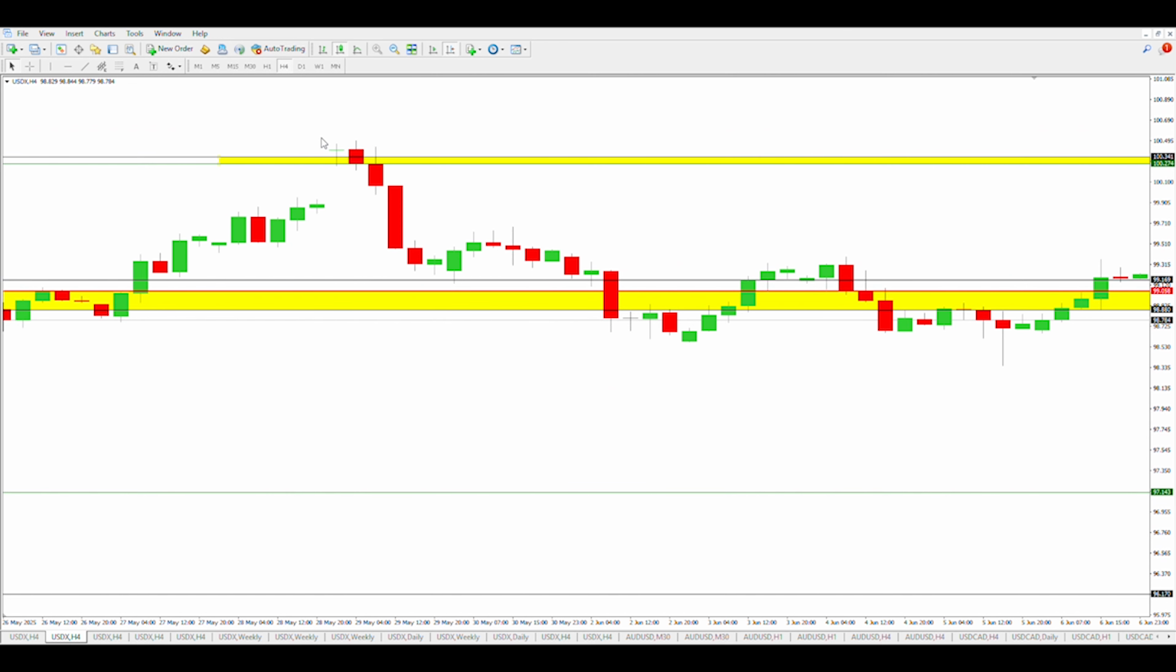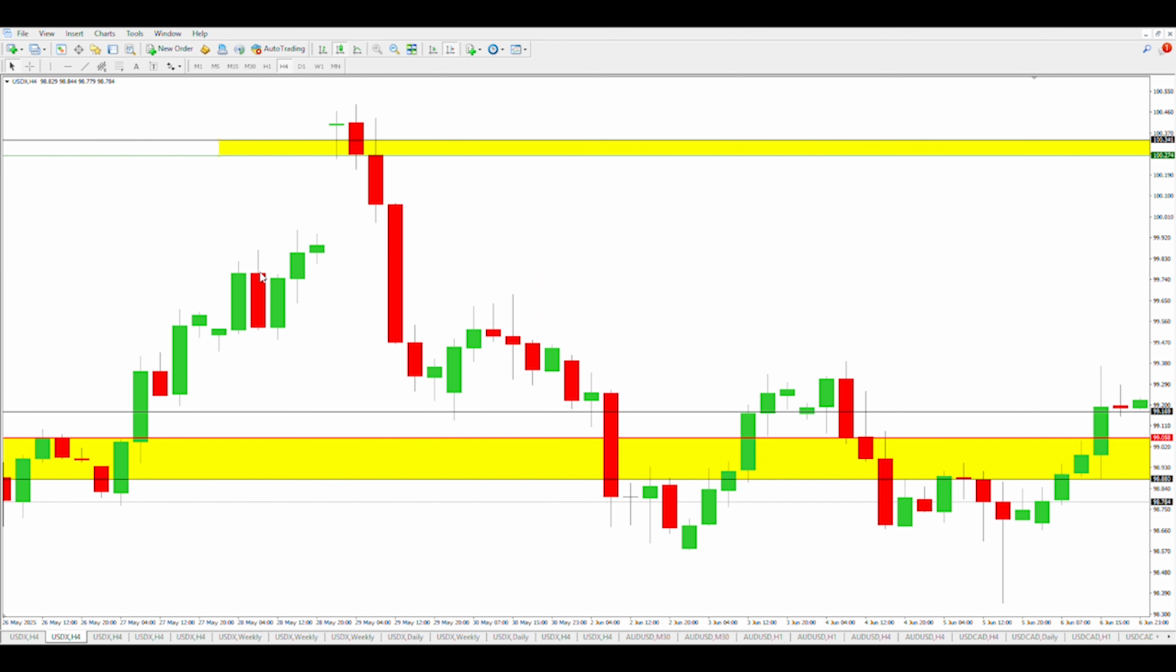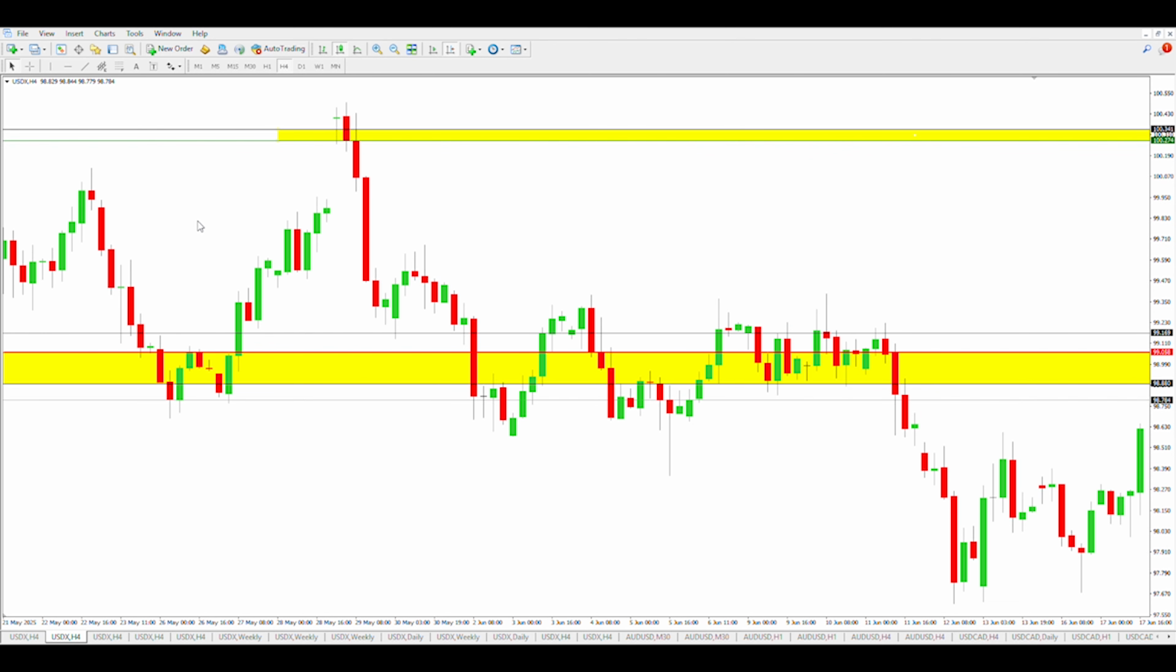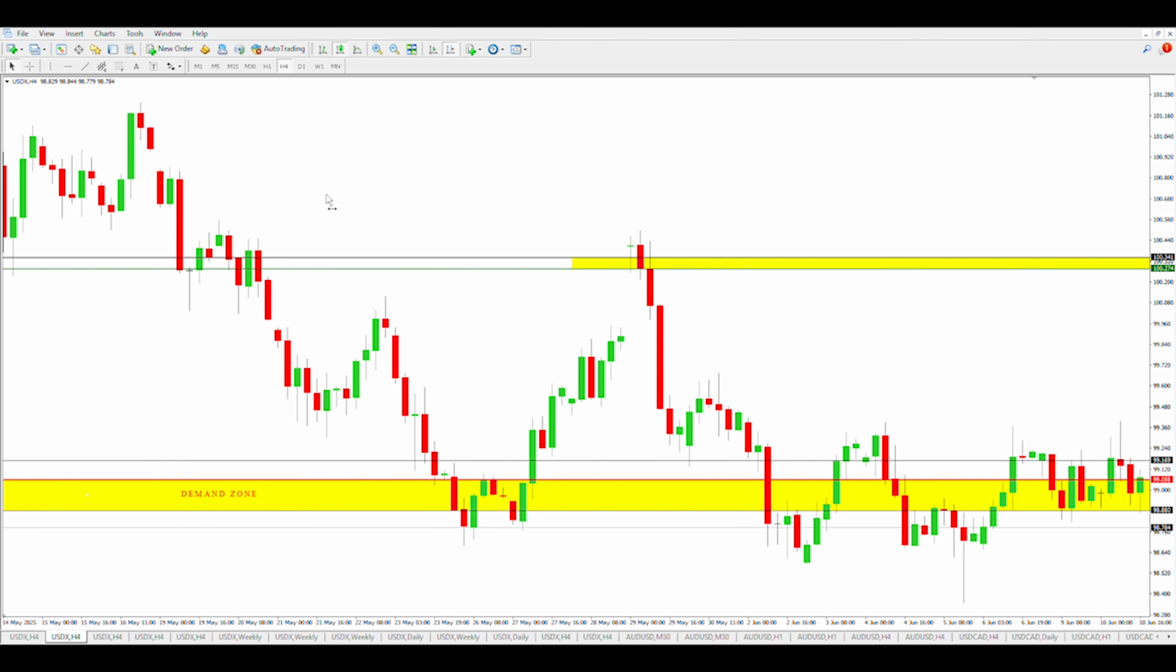Do you know what happened at the previous reaction of this demand zone? You can have a good look. We even had a fair value gap, but the price went into the next zone and pushed it back. That's how money is made. Money is made from fresh zones, guys.